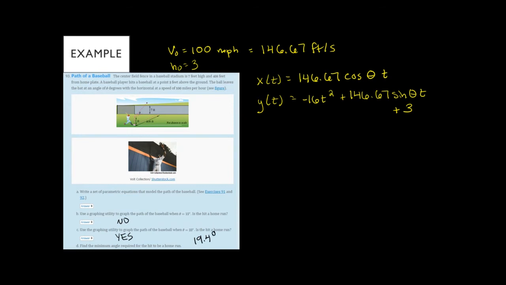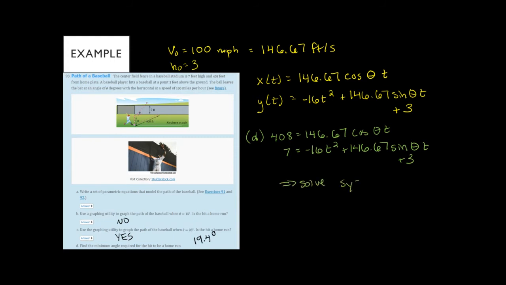Now, we've got 4 minutes, so we're not going to go through that, but for part D, in order to find the minimum angle, you just create 2 equations using the height of the fence. Now, ideally, you'd want to be higher than the height of the fence, so you can say maybe 19.5 or something a little bit higher. But you just plug in your numbers for X and Y for that fence. And then you solve your system.